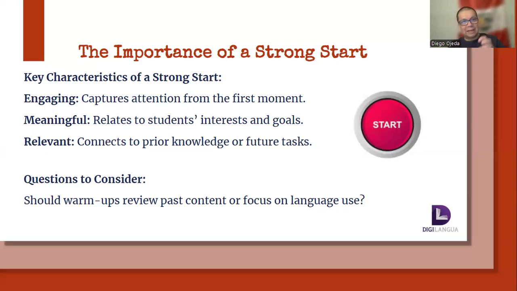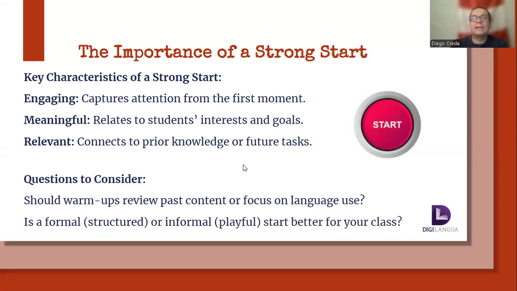Why don't we take that hint and start an informal conversation, trying to use the target language about something that is not even related at this point to the grammar or the vocabulary that you're working on, but that somehow connects them and interests them? So, what kind of start do we want? A very structured start, or a little more informal and playful start? Which one is better for your class? And this can look in different ways.